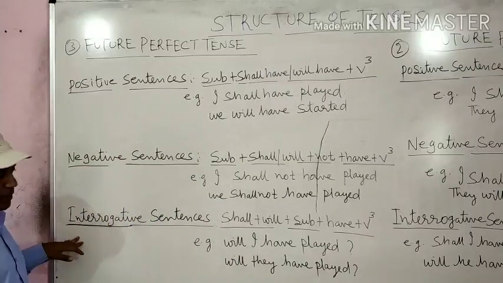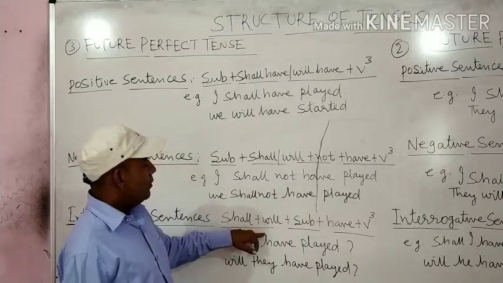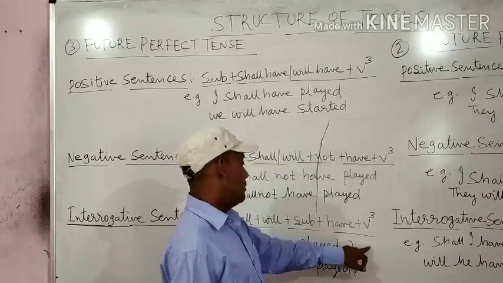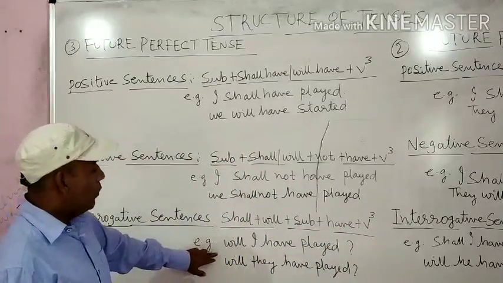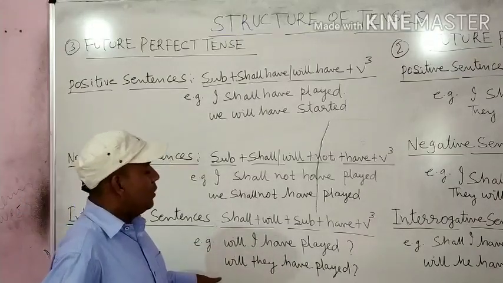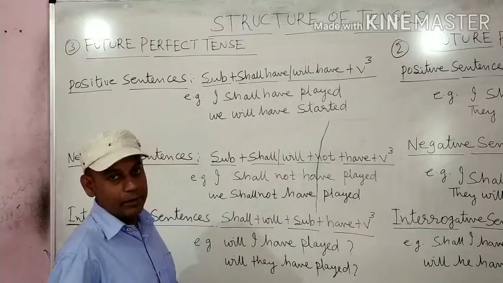Similarly, in interrogative sentences, the structure is also very simple. We will take shall or will and the subject plus have plus the third form of the verb. For example, will I have played or shall I have played, followed by a question mark. Will they have played, followed by a question mark. This is the example of an interrogative sentence.